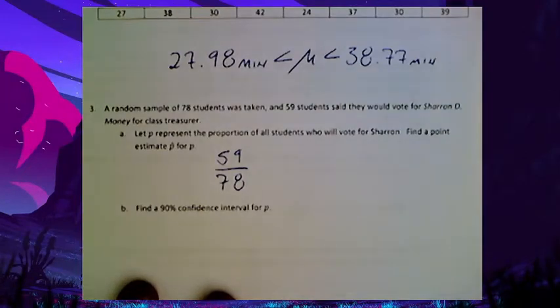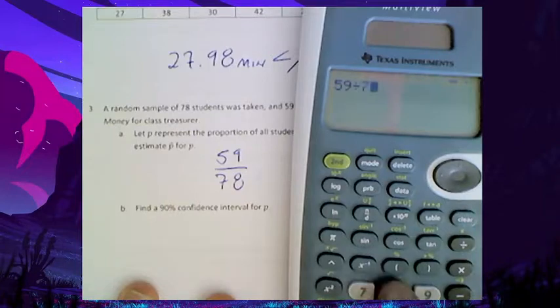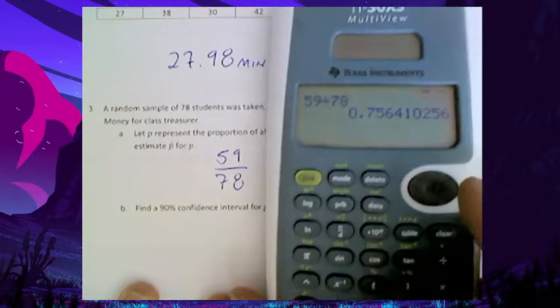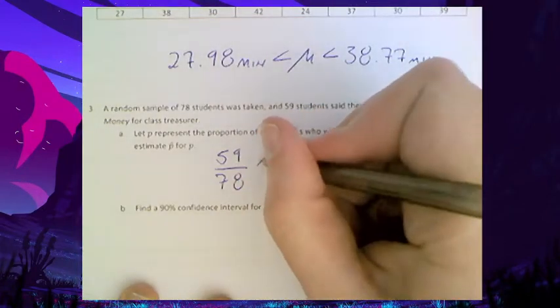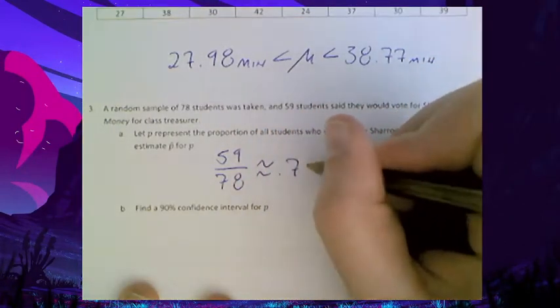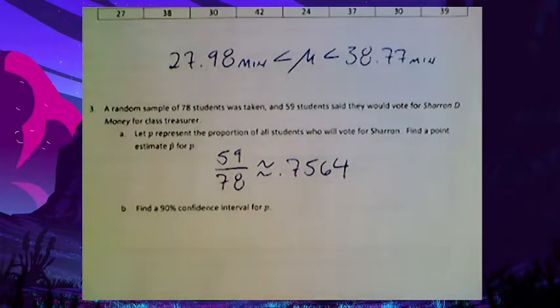And if we go and estimate that as a decimal, 59 divided by 78 is 0.7564. That is my p hat value, or at least my estimate for it. So now for B, we're trying to find our 90% confidence interval for P.